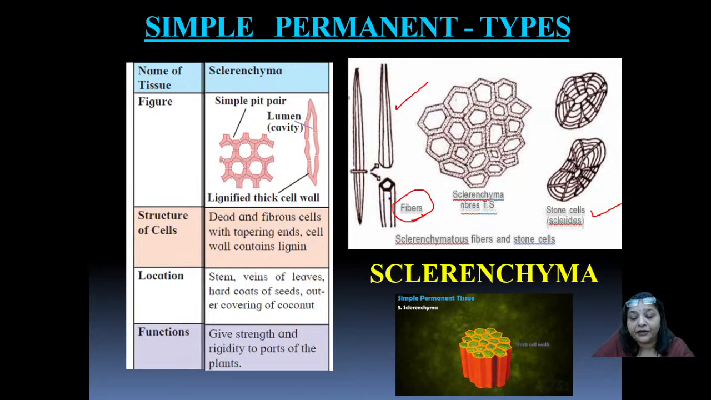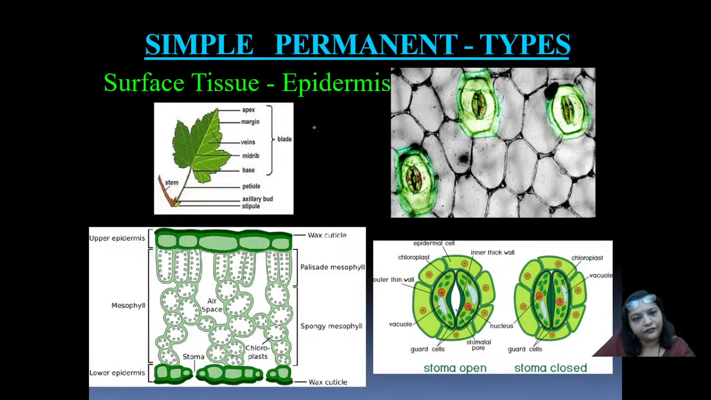So the sclerenchyma tissue, you can see, has thick cell walls. The cells might be fibrous, long, elongated, or they might be stone-like, called sclereids. Okay, right. Let us talk about the surface tissue now. That is the epidermis. Epidermis.